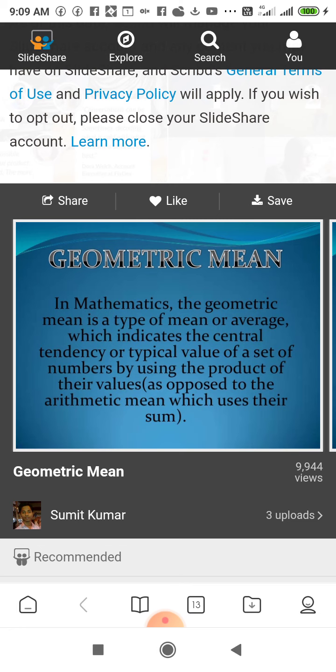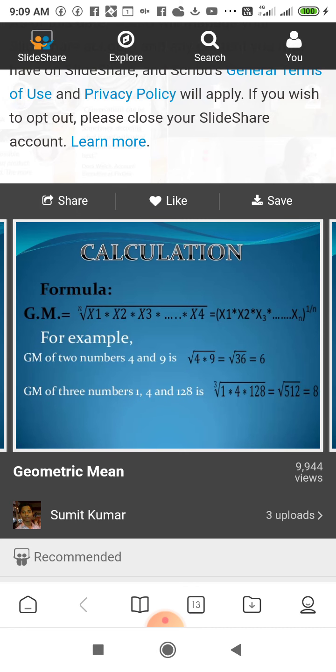ये ज्योमेट्रिक मीन अर्थमेटिक मीन से कुछ डिफरेंट है। इसमें सभी डेटा को मल्टीप्लाई करते हैं और जितने भी डेटा हैं उतने वह मूल उसका फाइंड करते हैं। रूट फाइंड करने के बाद हम ज्योमेट्रिक मीन फाइंड कर लेते हैं। The process of calculation is this: formula of geometric mean is under root x1 into x2 into x3 dot xn, or in another way it can be written as (x1 into x2 into x3 dot xn) whole power 1 by n.